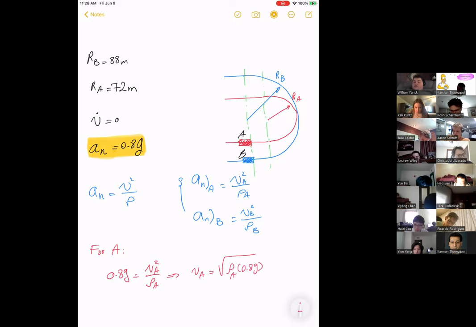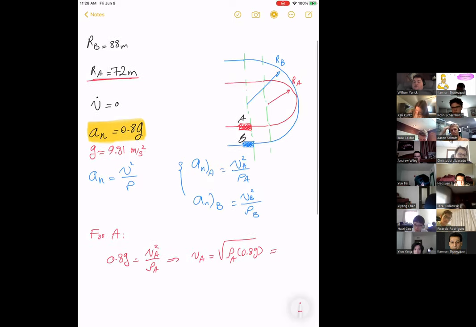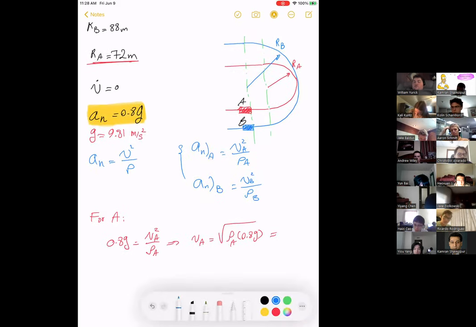How much is G? Do you guys remember? 9.81. The unit? Meters per second squared. Yes. So, and rho A is given, 72 meters. It's a circle, so rho is constant. I want you guys to find VA and also do the same for VB and tell me what the number is.